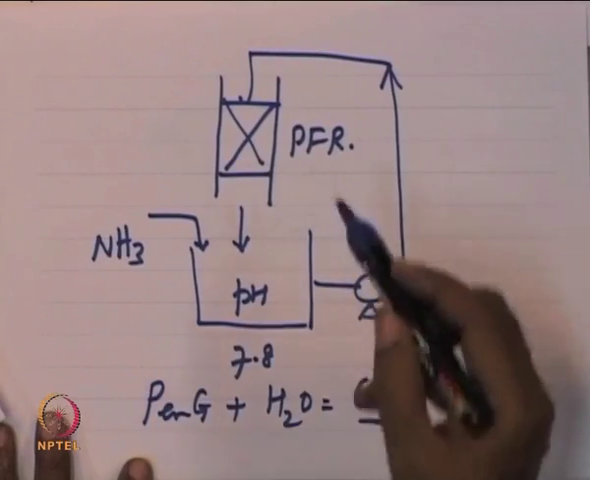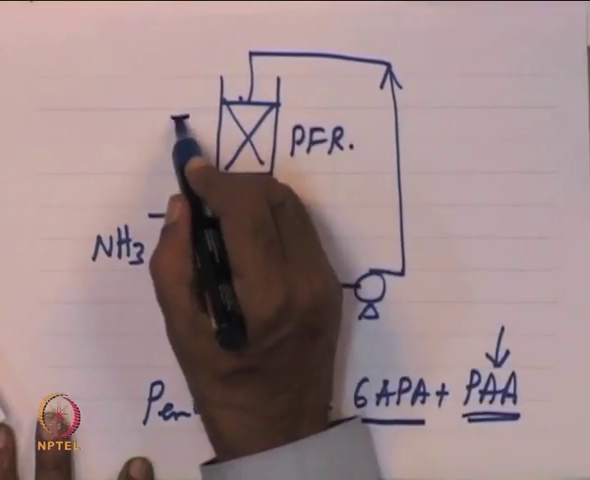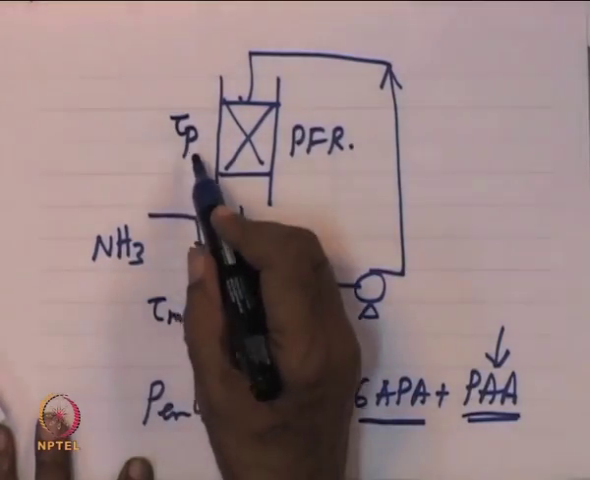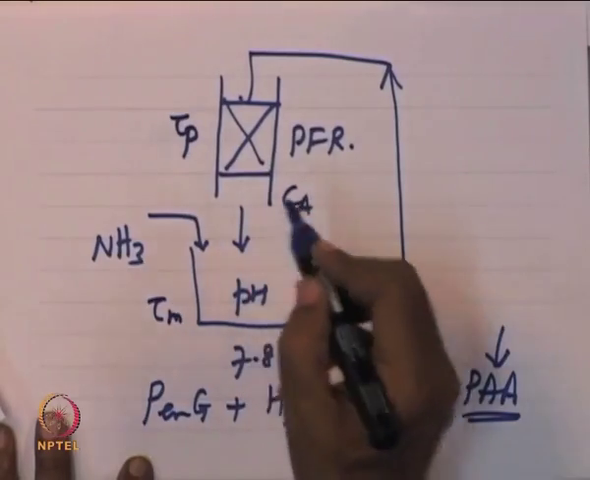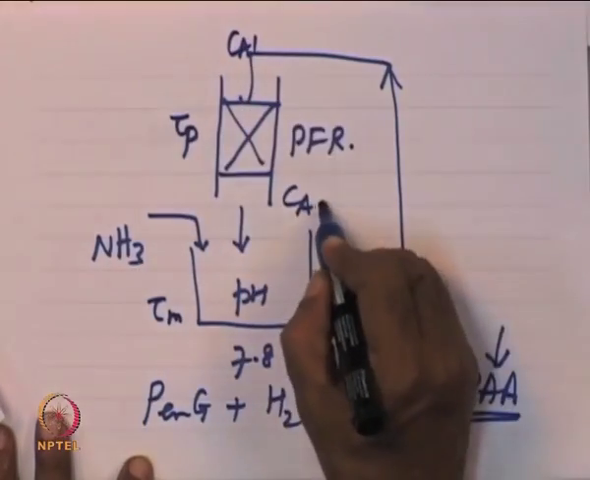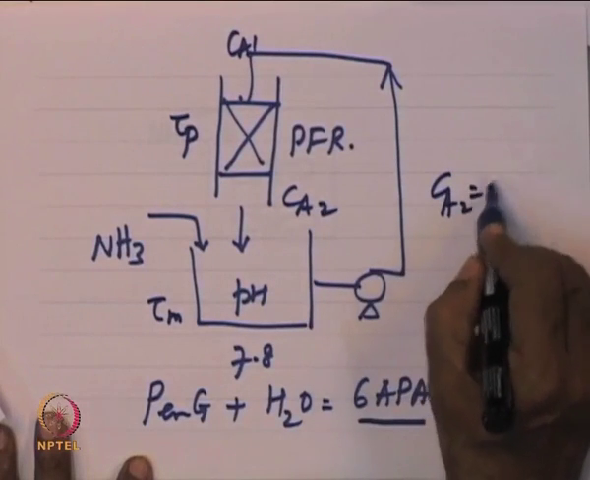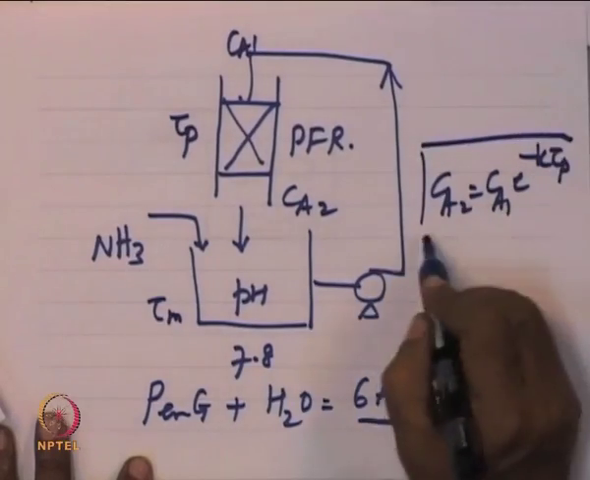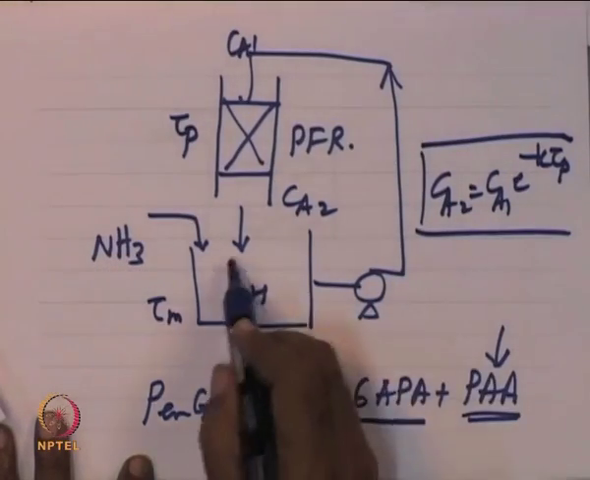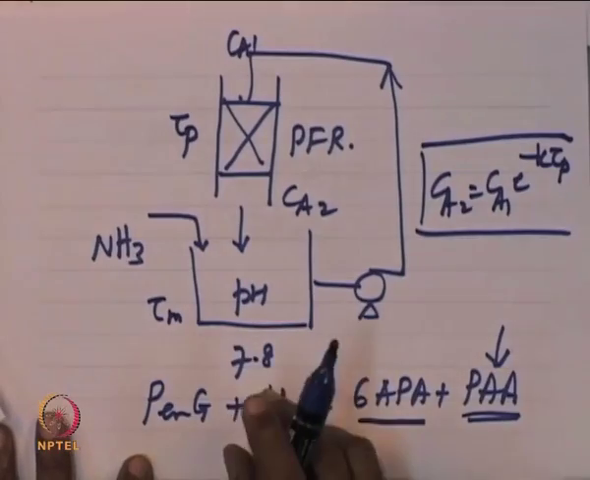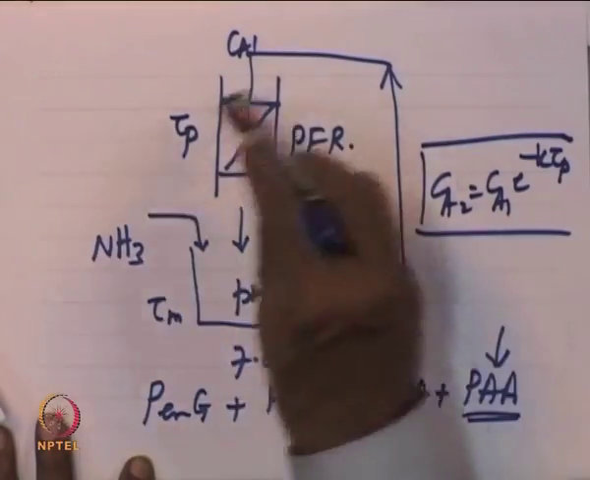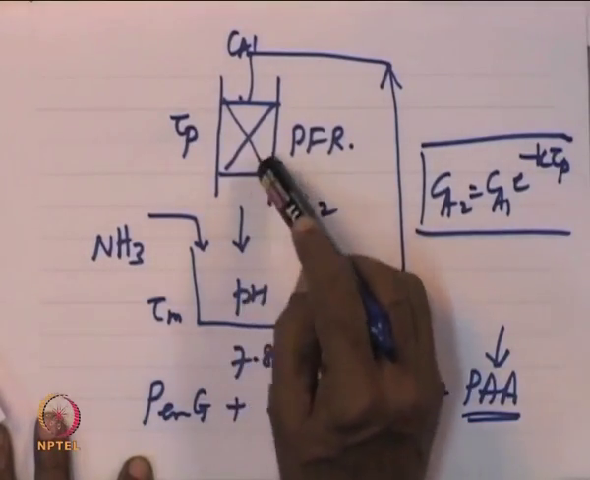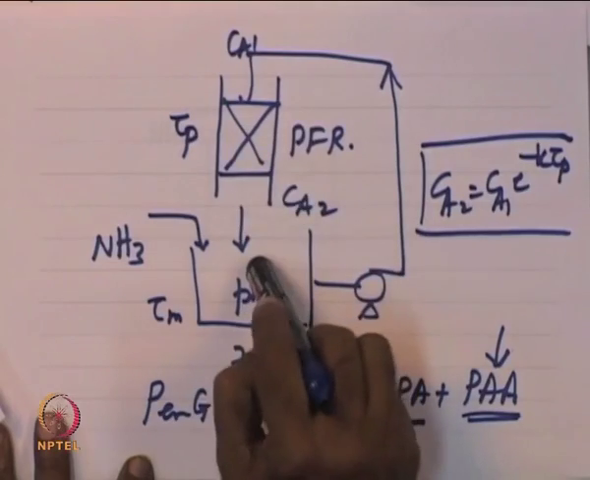Therefore, you have to see this residence time if it is tau p and this residence time if it is tau m, this is very large compared to this. Therefore, if I call this C A 1 and this C A 2, you can write C A 2 equal to C A 1 times exponential of minus k tau p. This may not be a bad assumption. Then you write a material balance for this, and you can directly get the answers. So, the learning aspect of this exercise is that in a commercial process where enzymes are very sensitive, this is a preferred configuration.